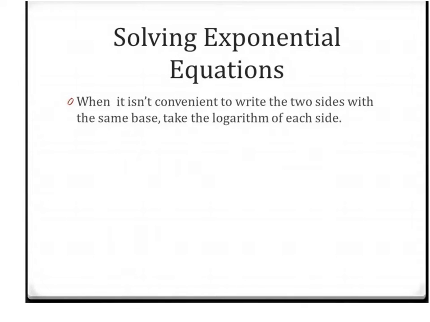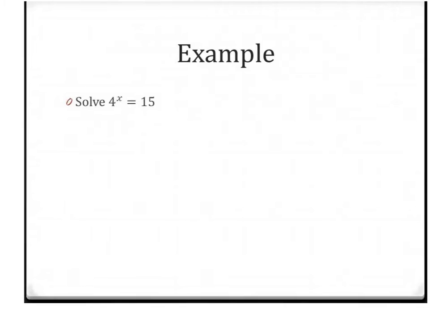So the next thing we're going to look at is what happens when you can't make them have the same base, because it's pretty convenient when you can, but what happens when you can't? To do this, we are actually going to take the logarithm of each side. Just like if you were to square each side, we're going to take the logarithm of each side. So we have 4 to the x equals 15, and there's no way for us to write 15 as a 4 to some power. So we're going to do the log of each side.